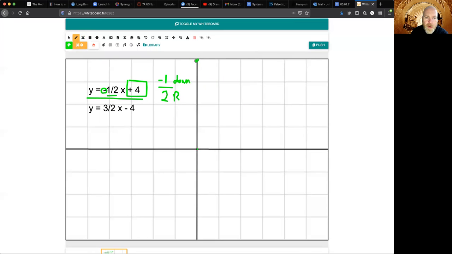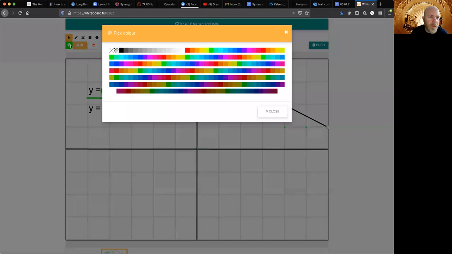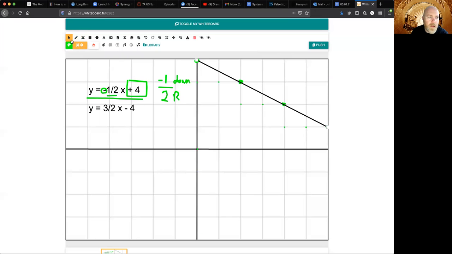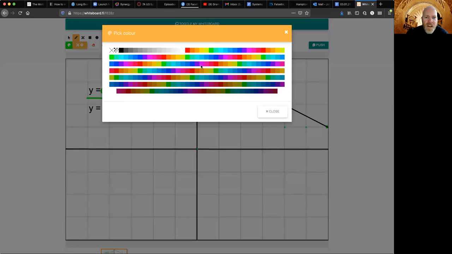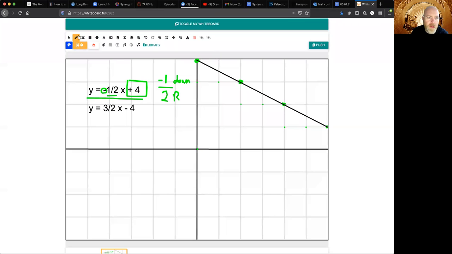So from this point right up here, the top, I go down 1 square, right 2, 1, 2, there's a point. Down 1 more square, right 2. I'm just following this pattern. Down 1 square, right 2, and there's my line. Click on the ruler, drag it across, boom. Okay. Let's now change that color and do the second one.